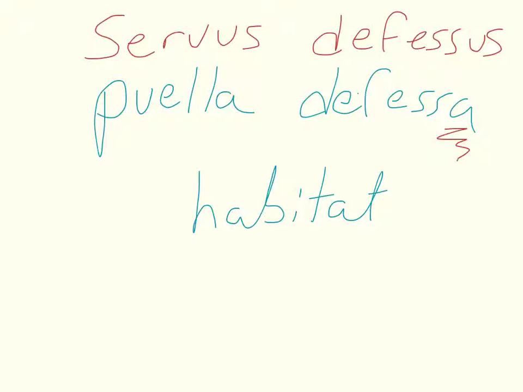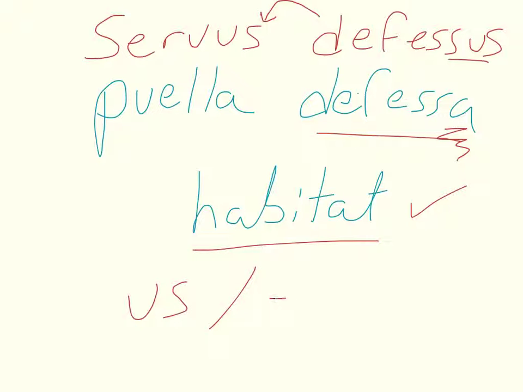The verb does not change. The verb stays the same. Verbs do not have gender. Adjectives do have gender. So that's why our defessa, our adjective there, changes to defessus. So adjectives, their gender matches the noun that they go with, which will require that ending to change either to US if it's singular or a long I if it's plural.